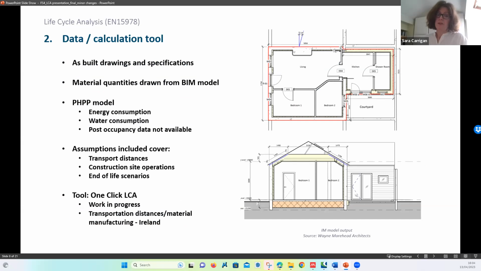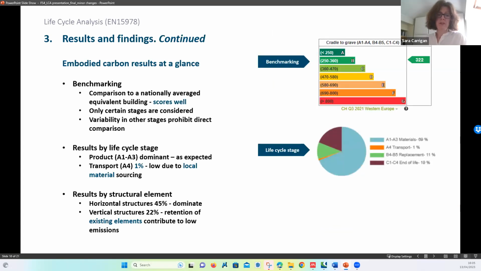To carry out this assessment, we have drawn data from as-built drawings and specifications, material quantities from the BIM model, and energy consumption from the PHPP model. Scenarios and assumptions cover transport distances, and these are the distances from the place of manufacture to site, construction site operations, and end of life. The tool used for the analysis is OneClick LCA, which is an EN 15978 certified tool. And just to note again, this is work in progress, and with that, all impacts from material transport and manufacture are localized to Ireland.